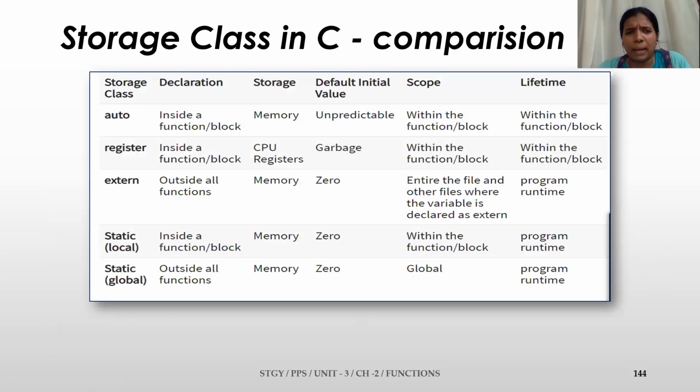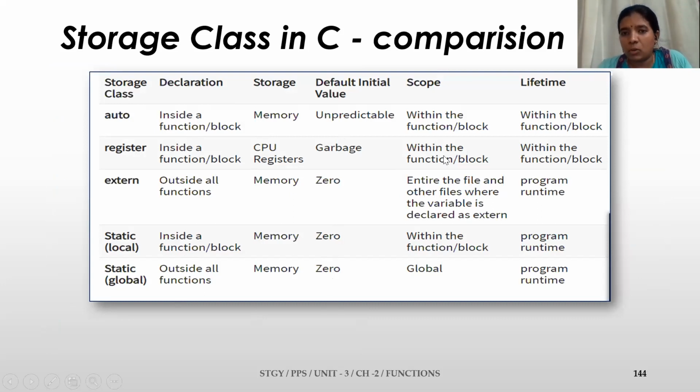So here is a small comparison of all these storage classes. Declaration is inside a function or block. Register is also inside something. Extern is outside or above all. Static local is inside and static global is above. Likewise, storage is memory, registers are CPU registers, memory, memory, memory. Auto and register will have garbage or unpredictable values, and extern will have 0.